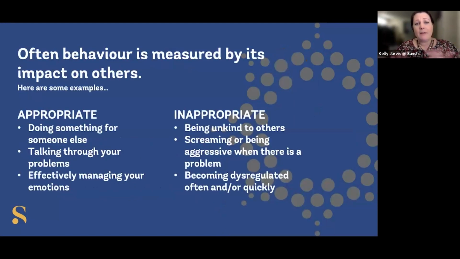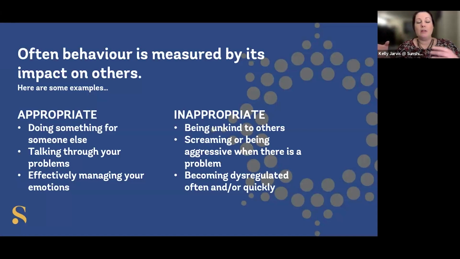So as I said, behaviour is measured by its impact on others. So here are some examples. When behaviour is termed to be appropriate, it's usually because we're doing things for somebody else. We're doing something positive for someone else. We are talking through our problems and effectively managing emotions. So if you take that to the classroom, somebody's cross with a peer, it's appropriate to talk about that, why they're cross, and problem solve. It would be inappropriate to then be aggressive to that person, or unkind, or screaming, or becoming dysregulated. All of those things there are often termed to be inappropriate because they are all about how they affect other people.